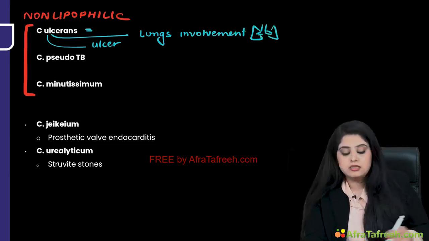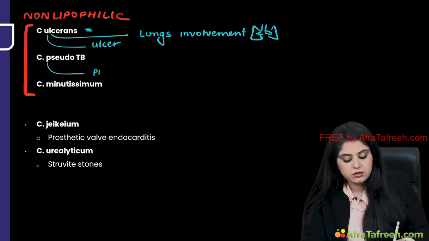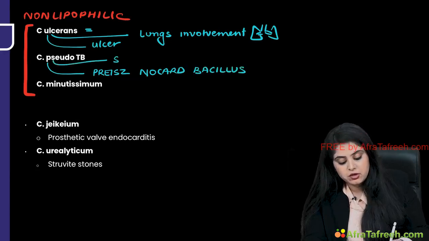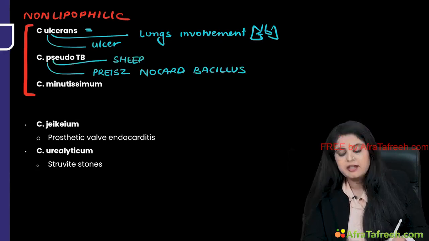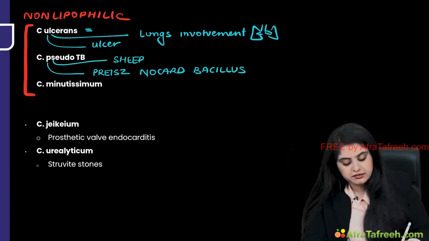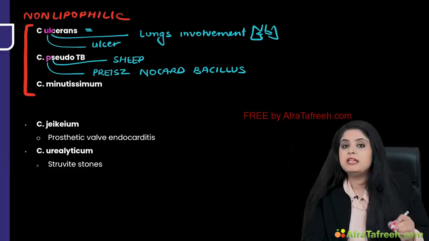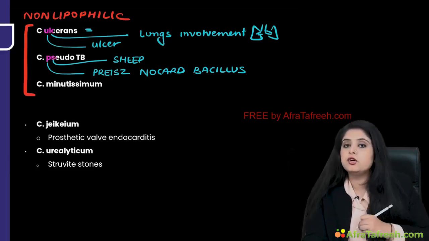Coming to Corynebacterium pseudotuberculosis, P is for the other name that it has, that is Preisz-Nocard bacillus, and S is that it doesn't cause infection in us. S means it causes infection in sheep. So what have I done? First alphabet, second alphabet. Ulcerans: U was for ulcer, L is for lungs. Pseudotuberculosis: P for Preisz-Nocard bacillus, S is for sheep.